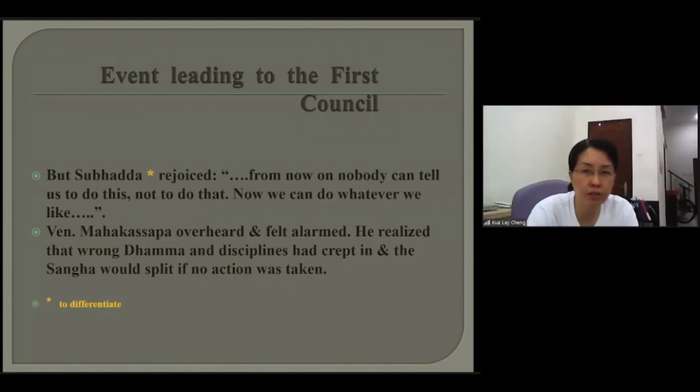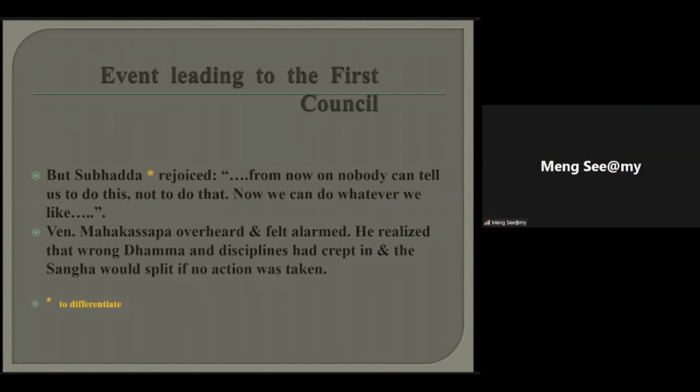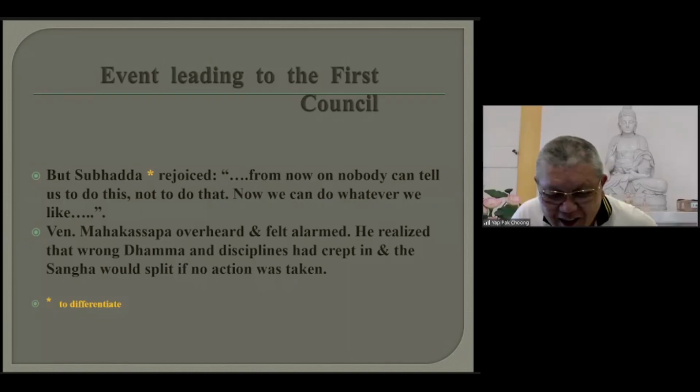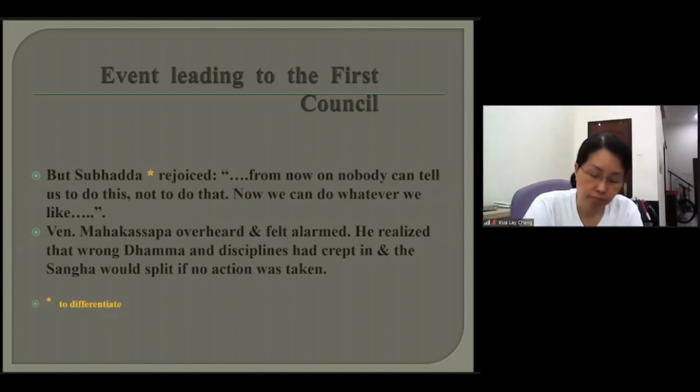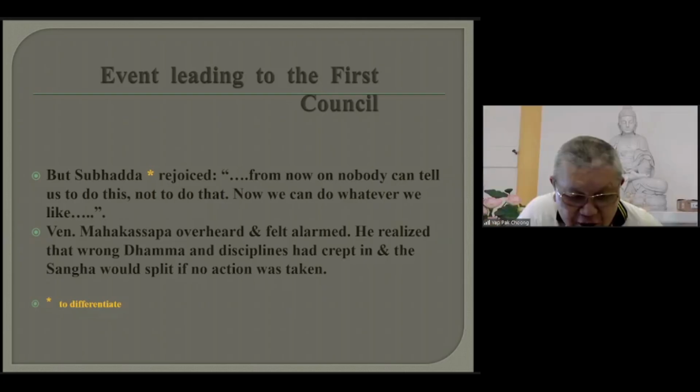Yes, there's another Subhada. Who was the Subhada? The last convert. This Subhada is different from that Subhada. Don't get confused. So this is another Subhada. That's why there are so many Anandas, so many Dhammapalas. Don't get confused. This Subhada was a new monk, newly ordained by Mahakasapa.